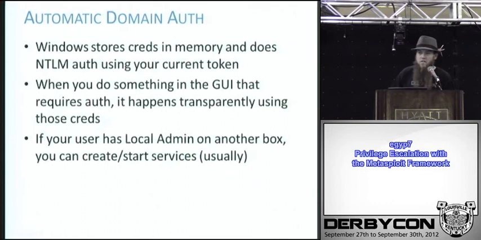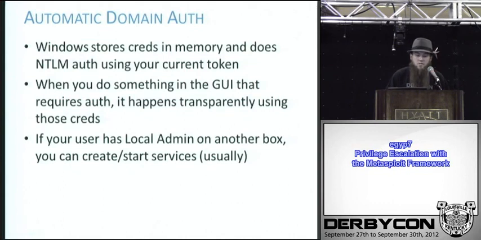So all of this is possible because of automatic domain authentication. Windows stores creds in memory. Like you're probably already aware, hashdump can pull them out, but you can also do other GUI things, and all of that happens transparently. So you open up a file share that your user has access to, and all of that happens transparently. The reason for that is automatic domain authentication. So we can take advantage of that as well.